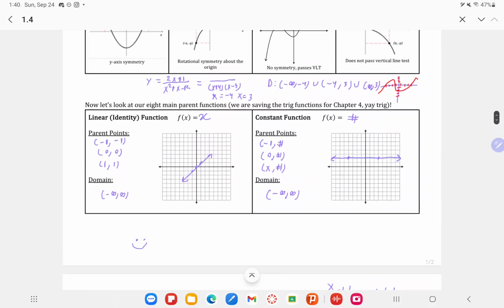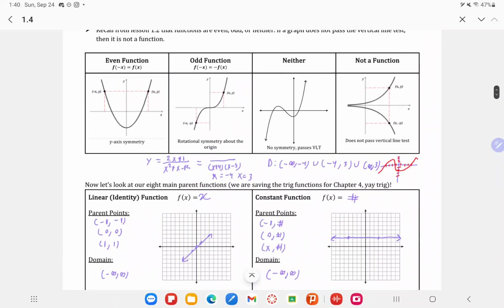All right, going back to odd, even, and neither functions, this is one of the questions on that homework. So we need to look at this, right? Essentially, we have even functions, which are just normal, like this is a normal parabola facing up, positive. And we have an odd function, right? And then we have a neither function, which has no symmetry. And we have a function that is not a function. So it's not a function. Does not pass the vertical line test.